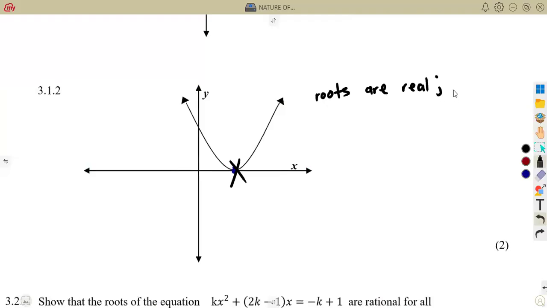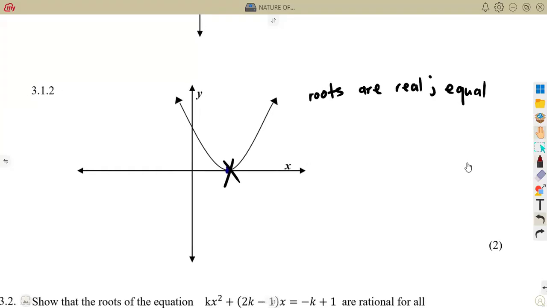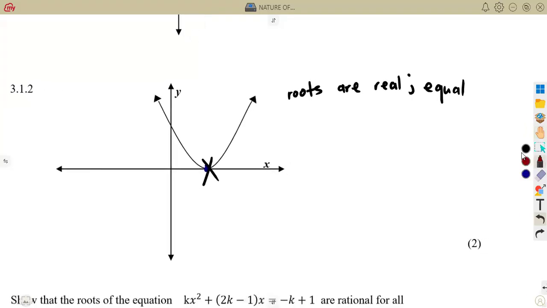Equal. There is no way, guys, that we can have any other part here. It is only when we have got one solution here. When there is one, it means it was a 0 there. So definitely we know that they are rational here. So these roots are real, equal, and rational.